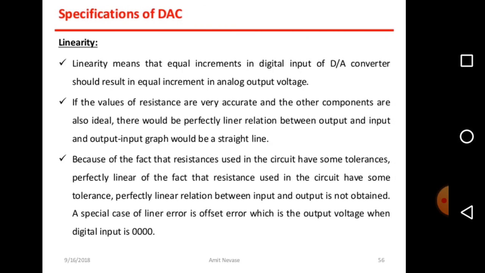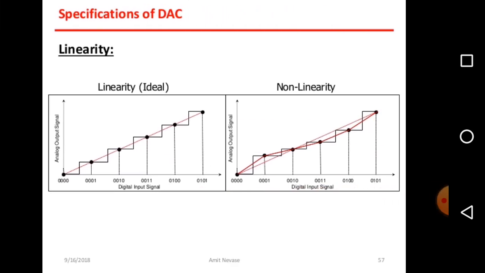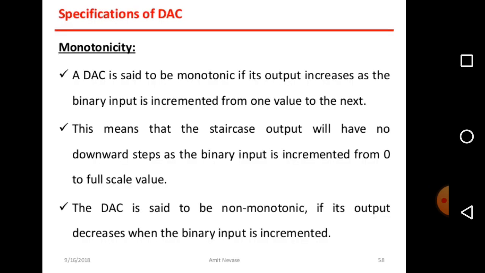Next is linearity. Linearity means that equal increments in the digital input of the D to A converter should result in equal increments in the analog output voltage.